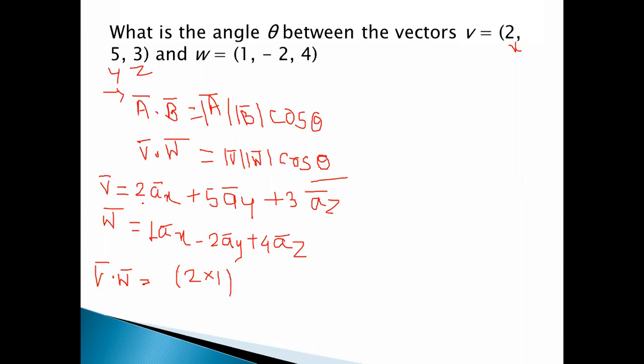Then it is 2 into 1 plus 5 into minus 2 and the last Z coordinate, sorry, it is plus 3 into plus 4. So what is the total? It's 2 minus 10 plus 12, so it is plus 4. Is it right? Yes, ma'am. Okay.